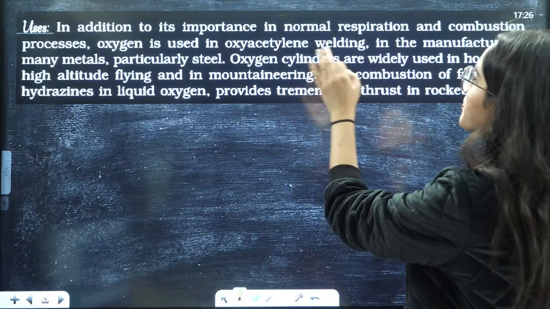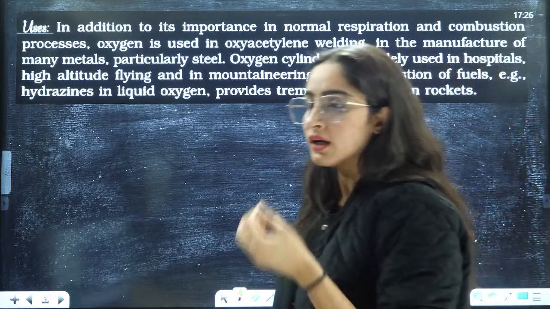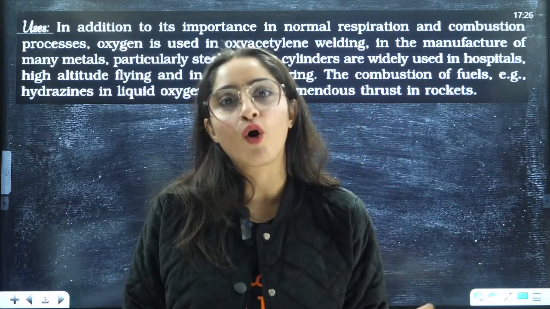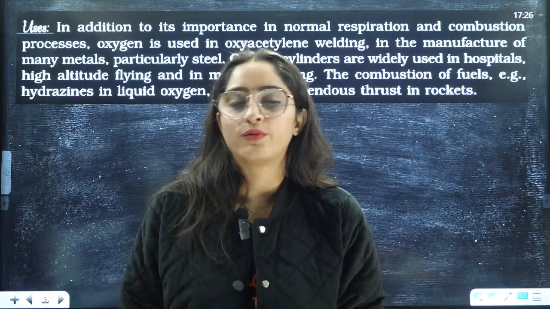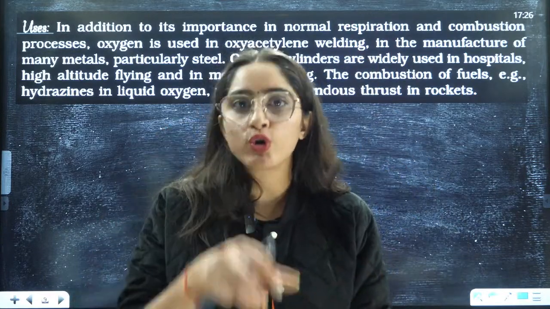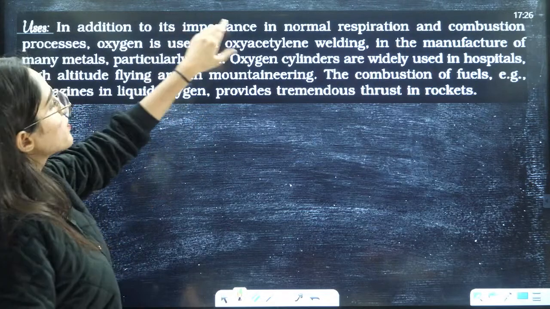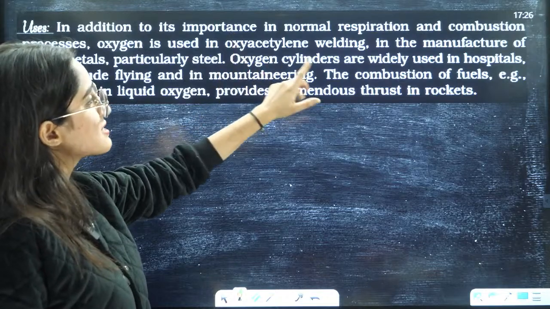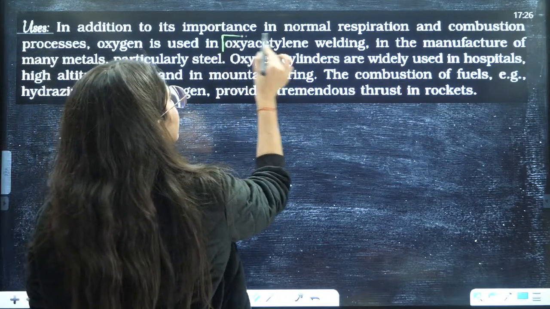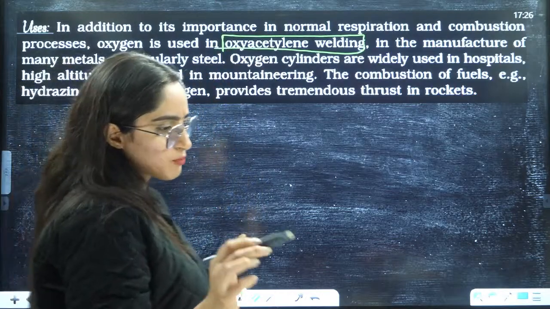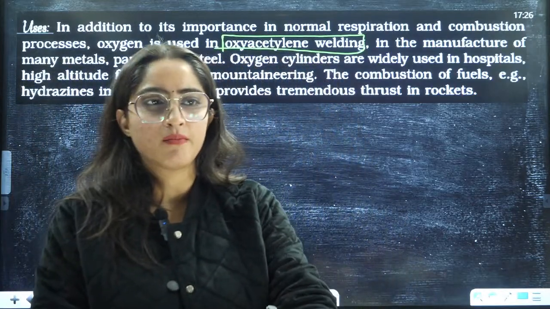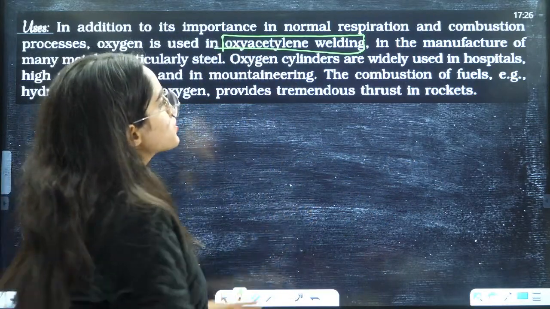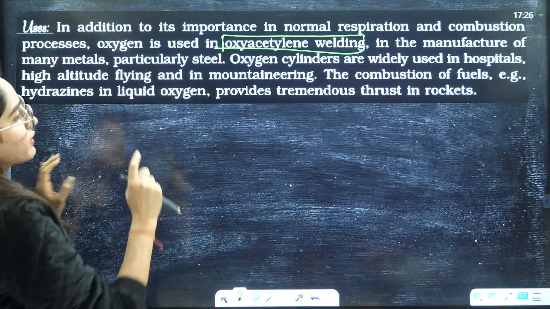In addition to its importance in normal respiration, we know that you guys are bio students, right? You already know how important oxygen is. Without oxygen we can't survive, right? Our body, our hemoglobin, needs oxygen. So it's important to normal respiration and combustion processes. Oxygen is used in oxyacetylene welding. So basically they are talking about welding purposes, right? That you must have seen in iron making. In welding, oxyacetylene is used, and oxygen is used in the manufacture of many metals, particularly steel.